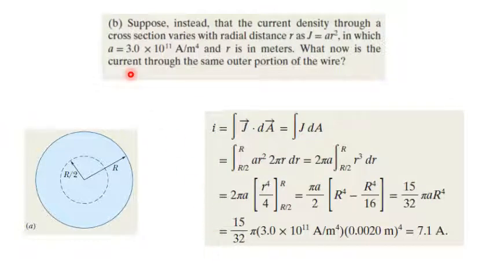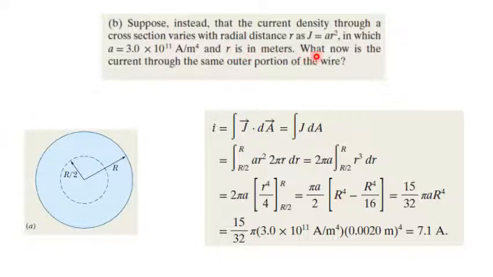The question now: what will be the situation if the current density is not uniform? Suppose that instead the current density through the cross section varies radially with radial distance r as J equals A multiplied by r squared, where A equals 3 multiplied by 10 to the power 11 ampere per meter to the power 4, and r is in meters.